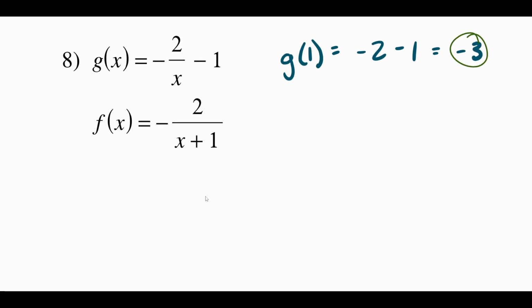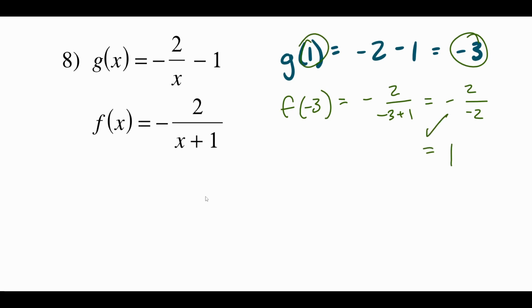Now we're going to take this negative 3 and plug it in to our other function. So f of negative 3, if we do indeed get a positive 1, then we know that these functions are inverses. So negative 2 over negative 3 plus 1, that's going to be a negative 2 over, well, negative 3 plus 1 is a negative 2. Negative 2 over negative 2 is a positive 1. We got back that original input, so yes, these are inverses. And we can confirm by solving for the inverse function of one of them to see if it gives us the other. But we're going to get lots of practice with that down below.